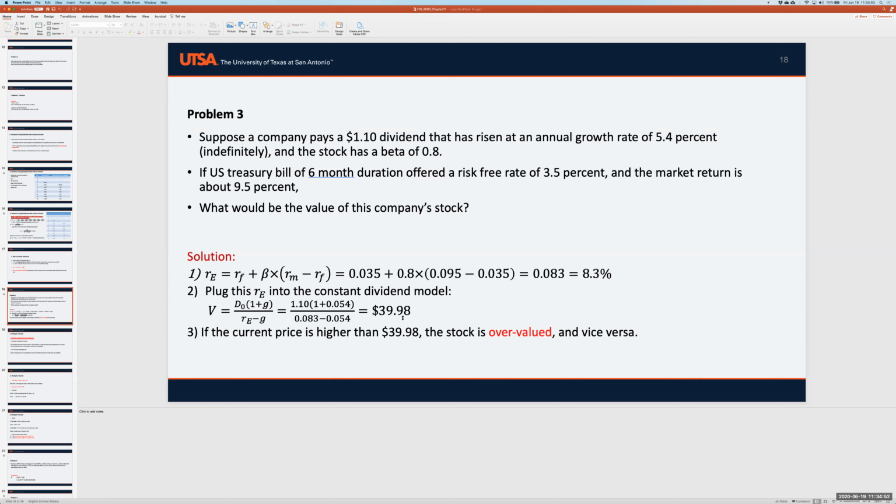If the current price is higher than 39.98, the stock is overvalued. This is just terminology in the stock market, and you find the value based on your asset pricing calculation. We call it the value of the company, the intrinsic value of the company. And then if the stock market has valued this stock at, let's say, 45 or 47, which is higher than the value that we find in our calculation, we just call it overvalued, and vice versa, undervalued.